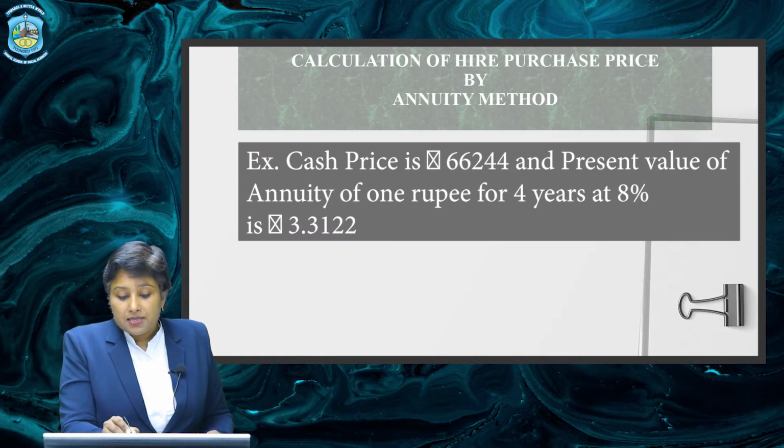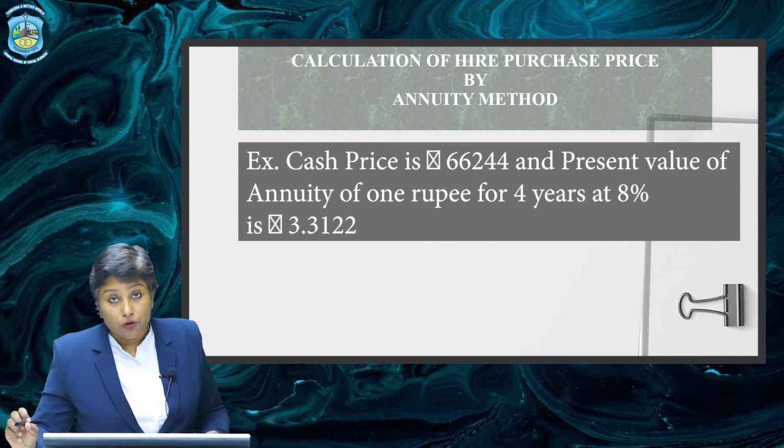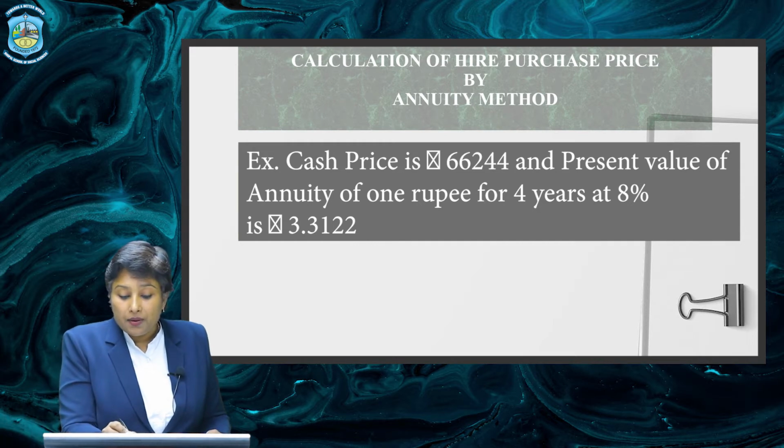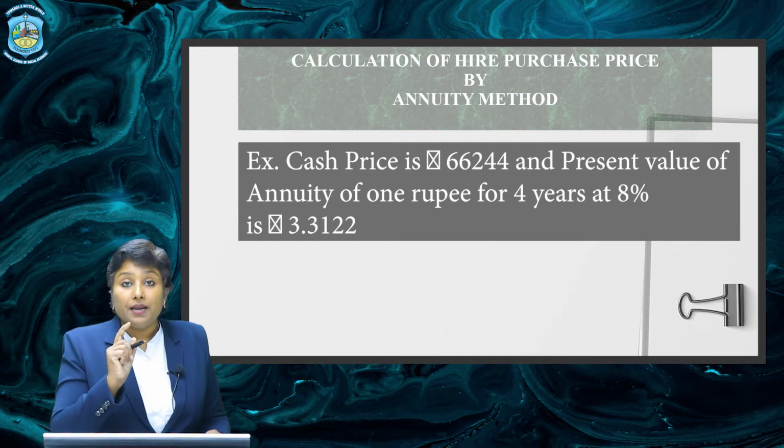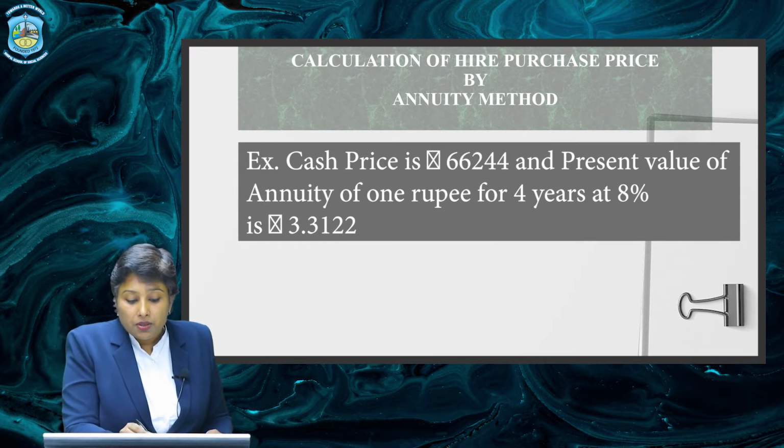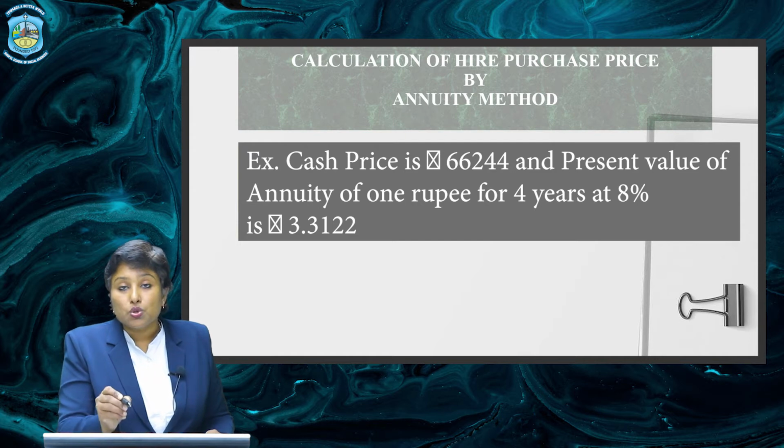So, if the cash price is given as 66,244, the present value of annuity of 1 rupee for 4 years at the rate of 8% is 3 rupees 3122 paisa.